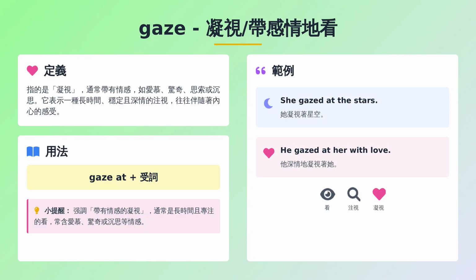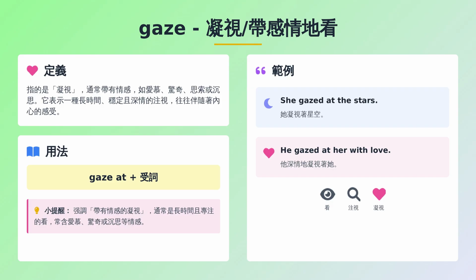Gaze, to stare or look with affection. Definition: this refers to a gaze, often with emotions such as admiration, wonder, thought, or contemplation. It denotes a prolonged, steady, and affectionate gaze, often accompanied by inner feelings. Usage: gaze at plus object. Tips: emphasize the gaze with affection, typically a prolonged and focused look, often with emotions such as admiration, wonder, or contemplation.